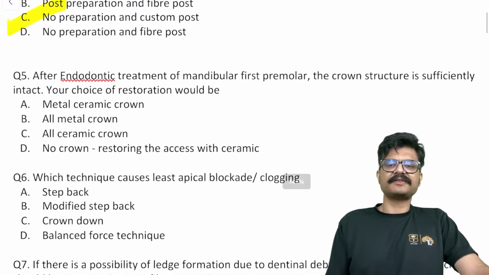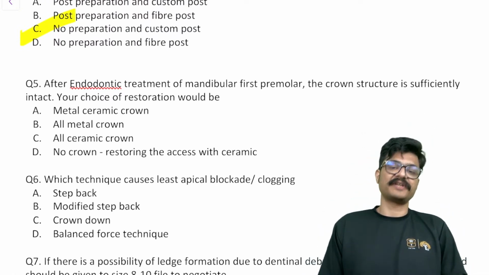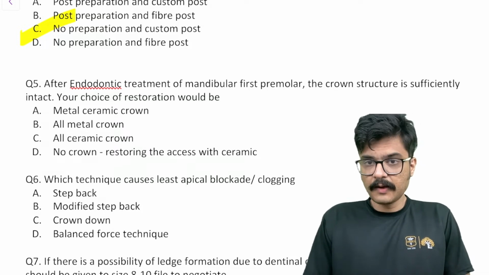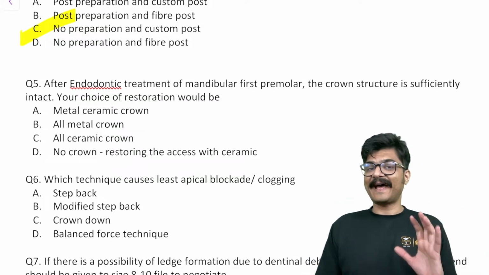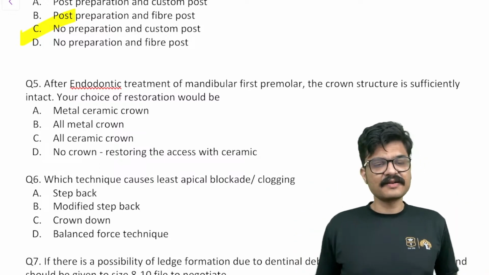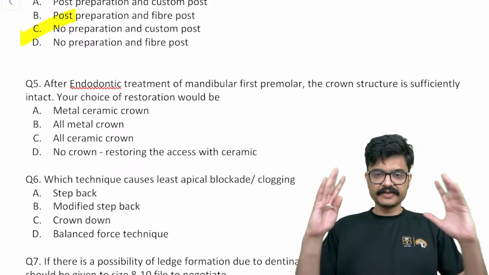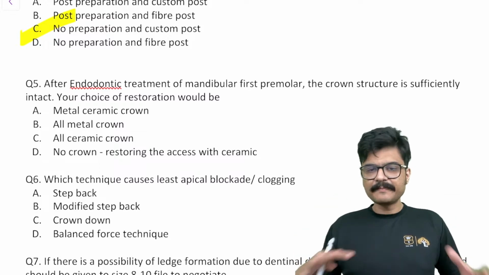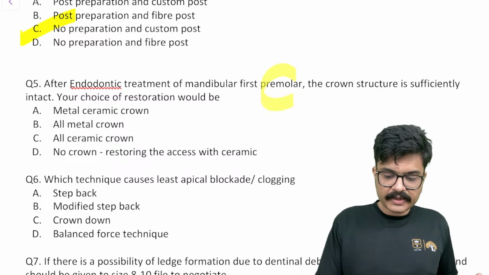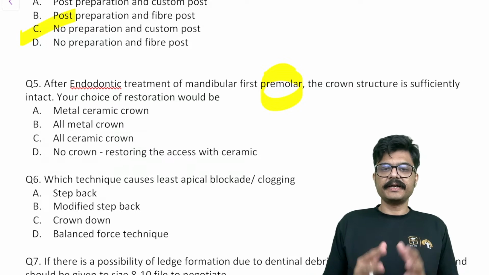This brings me to the next important question, which is again a very controversial question regarding post-endodontic restorations. After endodontic treatment of a mandibular first premolar, the crown structure is sufficiently intact. Your choice of restoration would be. Now here, there is a major discrepancy between what Grossman recommends and what Cohen recommends. Now guys, listen to this very carefully. Grossman simply says that in all posterior teeth, and posterior teeth are premolars and molars.